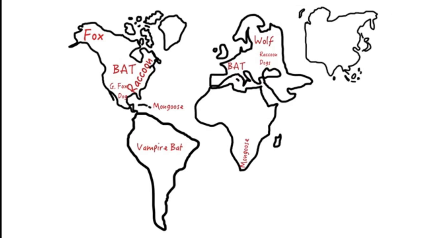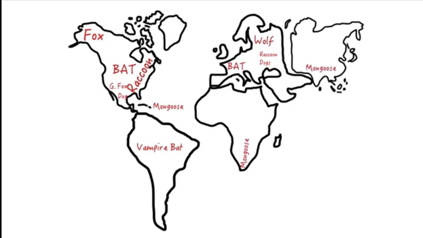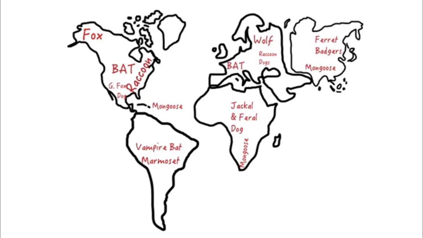Wildlife serving as reservoirs in other parts of the world include the mongoose in the Caribbean, Southern Africa, and parts of Asia, jackals in Africa, marmosets in Brazil, and ferret badgers in China. Rodents and lagomorphs rarely constitute a risk of exposure to rabies virus.